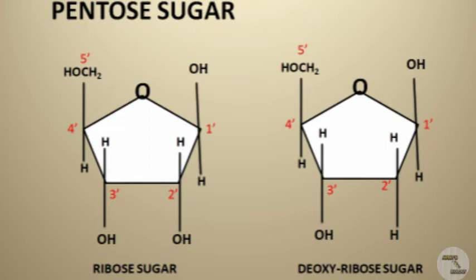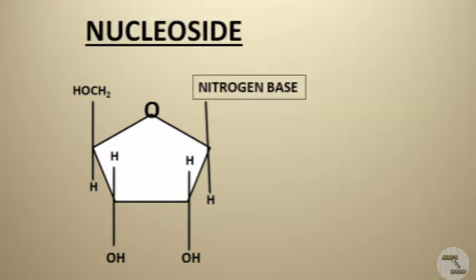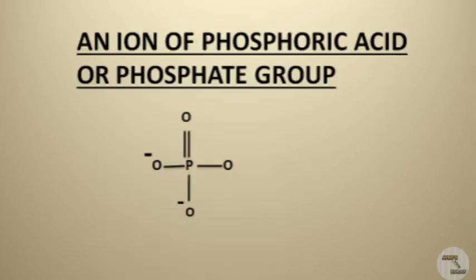So till now I have discussed the nitrogenous bases and the pentose sugars. Now if a nitrogenous base and a pentose sugar are joined together, then they form a nucleoside. This is the complete structure of a nucleoside. The bond between the sugar and the base is called the N-glycosidic bond. Now let's move to the next component of a nucleotide, which is an ion of phosphoric acid or a phosphate group. By joining with a nucleoside, this phosphate group produces a nucleotide.